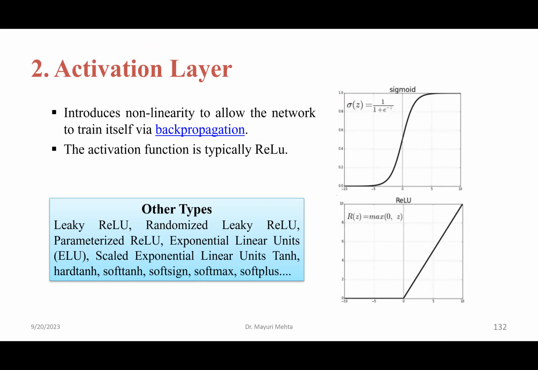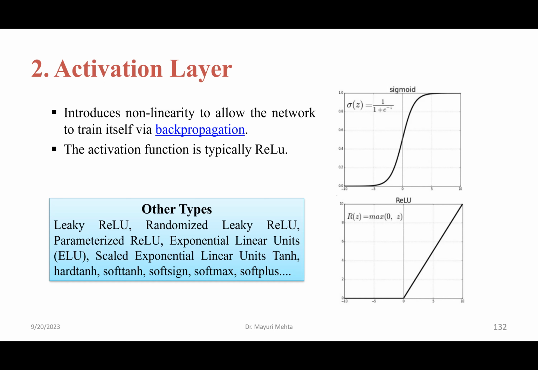Okay, now let's talk about the next component or next layer in sequence, that is the activation layer. The convolutional layer generates a matrix that is much smaller in size than the original image that we have seen. Now this matrix is run through an activation layer. The whole matrix will be passed through the activation layer, which introduces non-linearity to allow the network to train itself via backpropagation. Okay, so the job of the activation layer is to introduce non-linearity to allow the network to train itself via backpropagation.